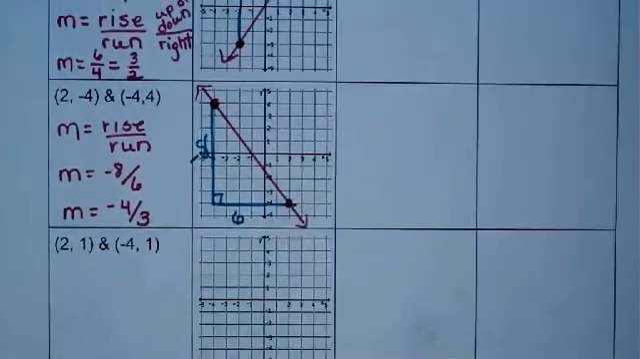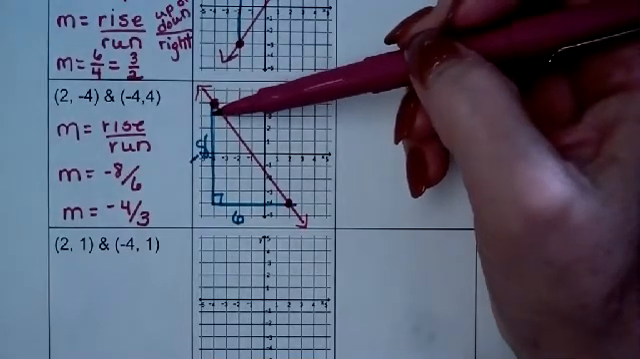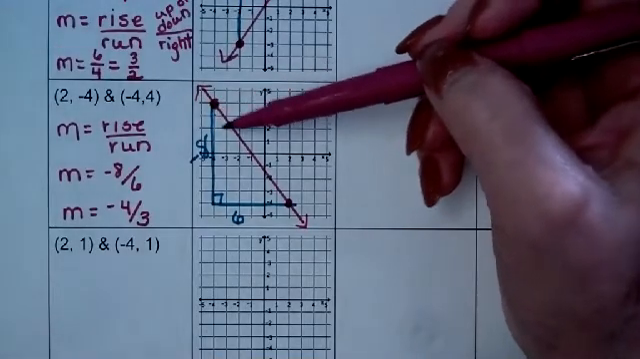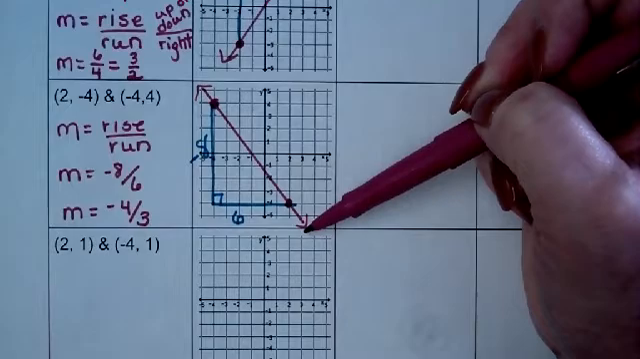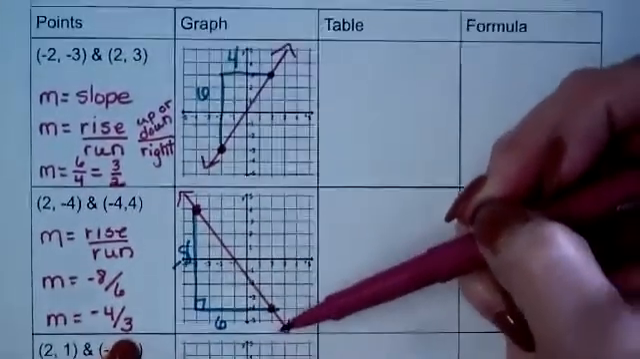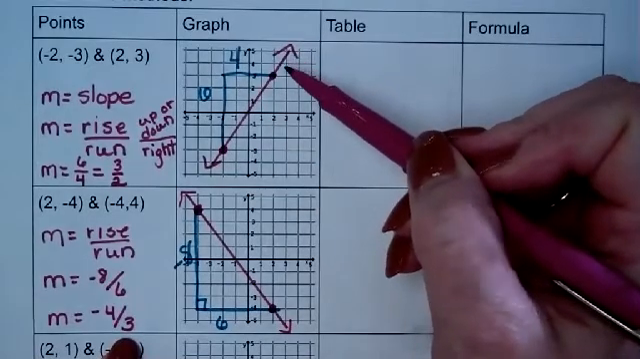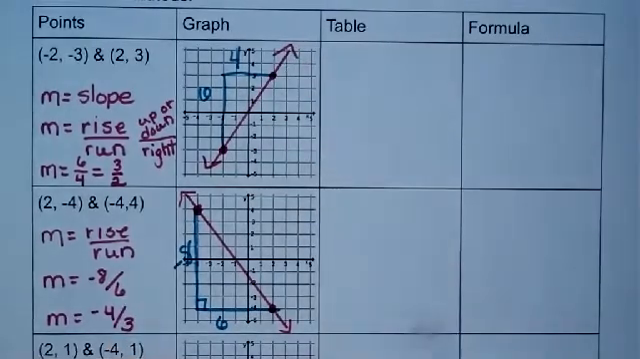Now I want you to notice something. See how this line, if you start at the left, it's like if you were on the side of a mountain, you'd be going downhill. Negative slopes always have you going downhill. Positive slopes always have you going uphill. Okay? So we've done one positive, we've done one negative.